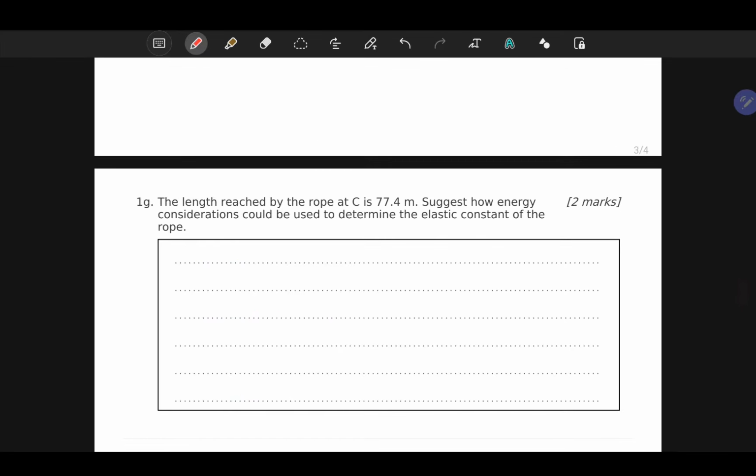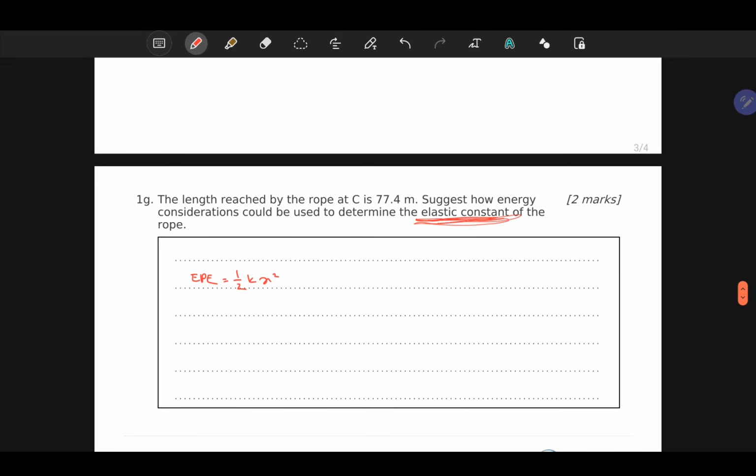Finally, the last question: the length reached by the rope at C is 77.4 meters. Suggest how energy considerations should be used to determine the elastic constant of the rope. So we're given the length of the rope at C, right? And we're asked to suggest how energy considerations could be used to determine the elastic constant. So we're asked to find the elastic constant, or at least provide a method we can use to find it. We know that the elastic potential energy is equal to half times k times the change in displacement, the displacement basically squared.